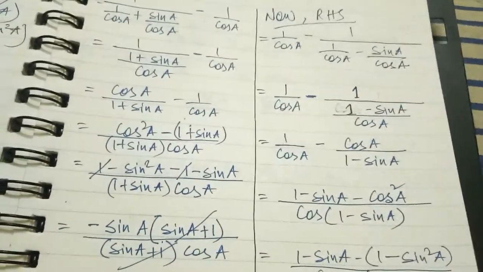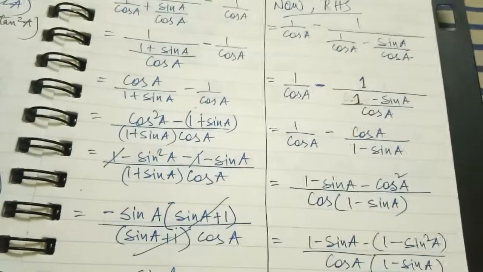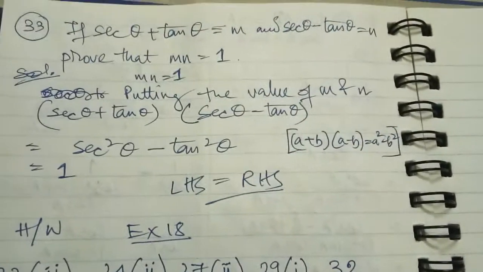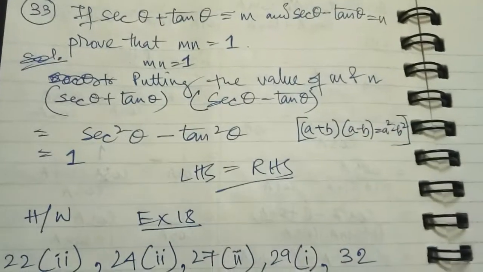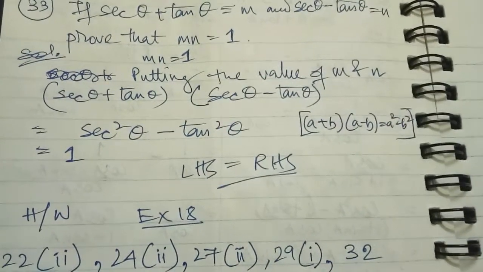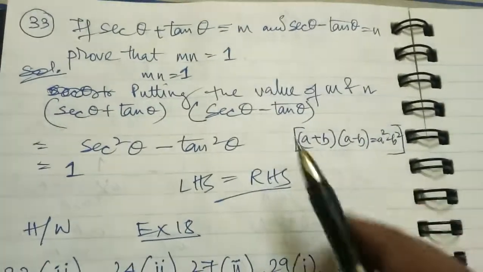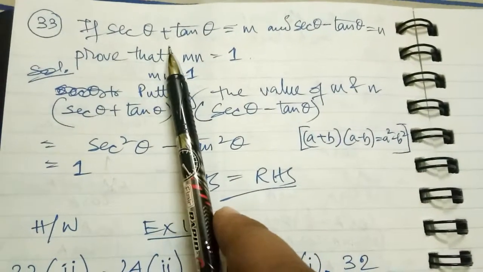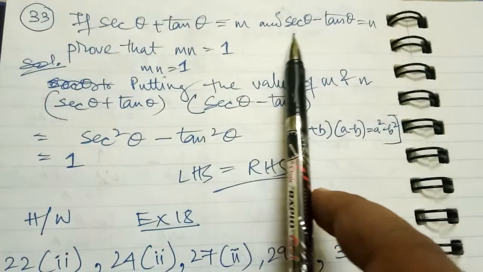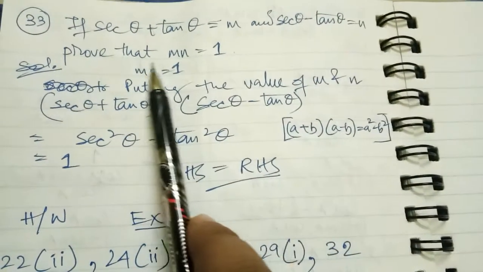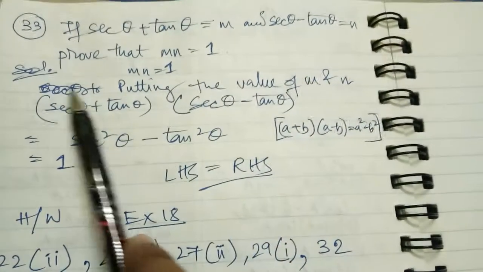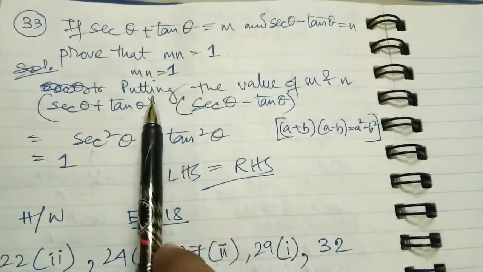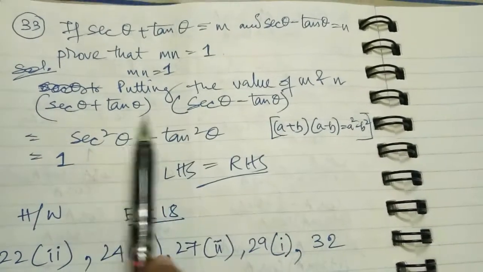Okay, next one more question. This is the last question we will be doing. It's a very easy sum. With this kind of question, you might get confused about what kind of question is given. There is nothing to worry about. See what is given. If sec theta plus tan theta equals m and sec theta minus tan theta equals n, prove that mn equals 1. See, the solution I have written: mn equals 1, putting the values of m and n. I have just put down the values.